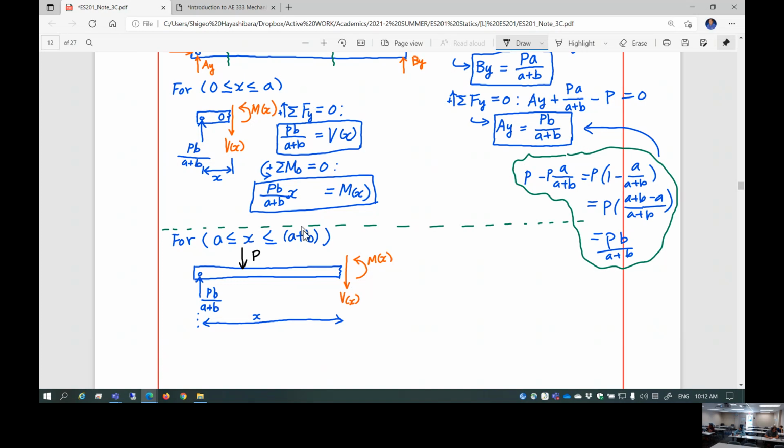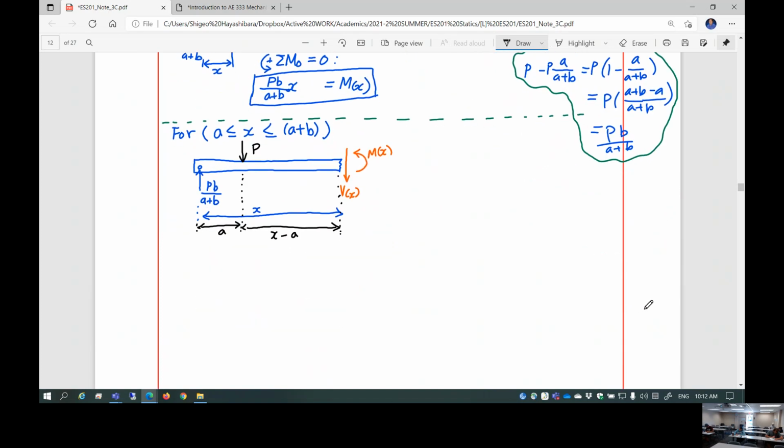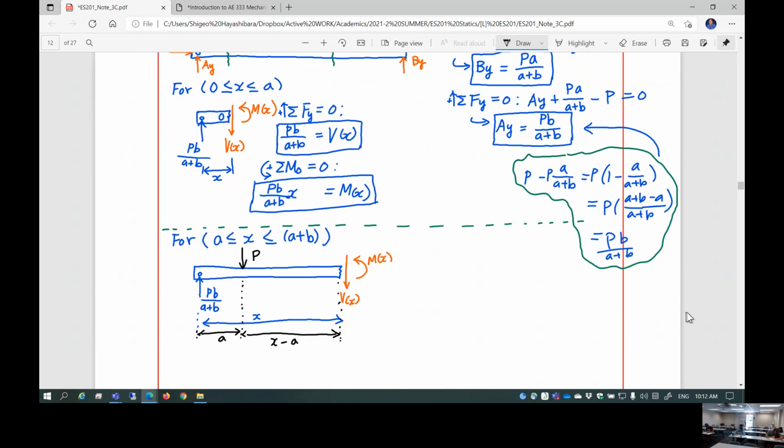So now what happens? Interesting thing is you have to be very careful about dimensions here. Dimension-wise, this is A. This is x minus A. Okay? I hope we have enough space. Okay.